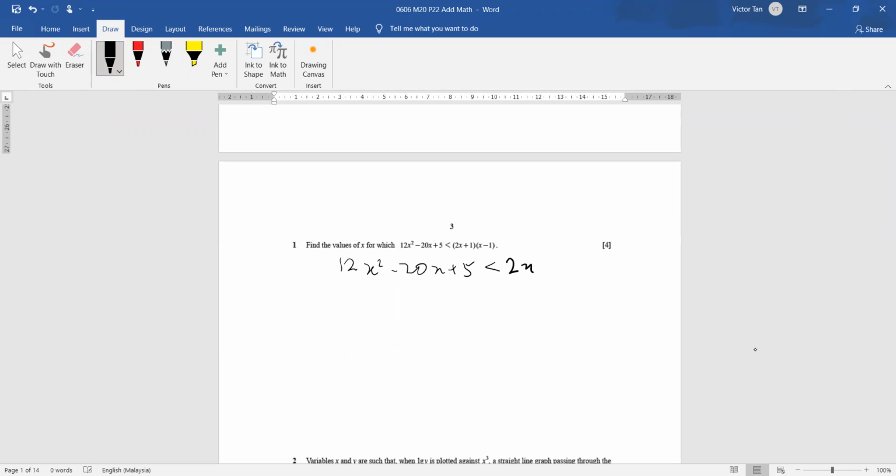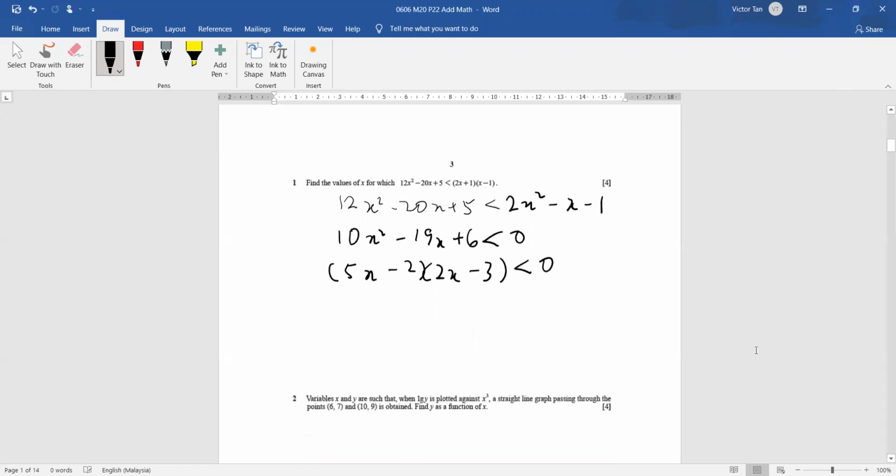Expanding this, you get 2x squared minus 2x plus x is minus x minus 1. Rearranging, we get minus 19x... 6 smaller than 0. Factorizing, 5x... (2x minus 3)... minus 2 and 0.